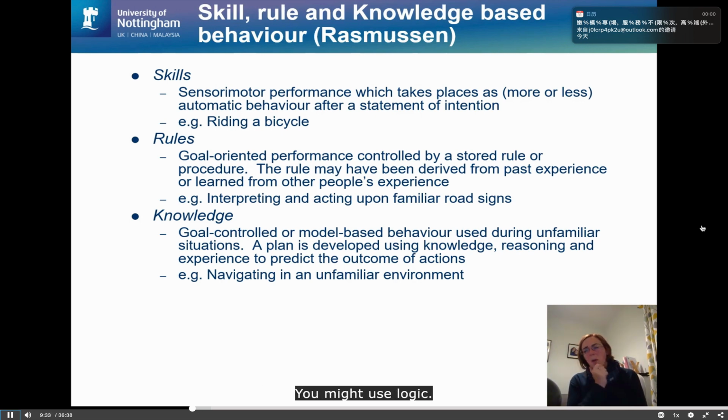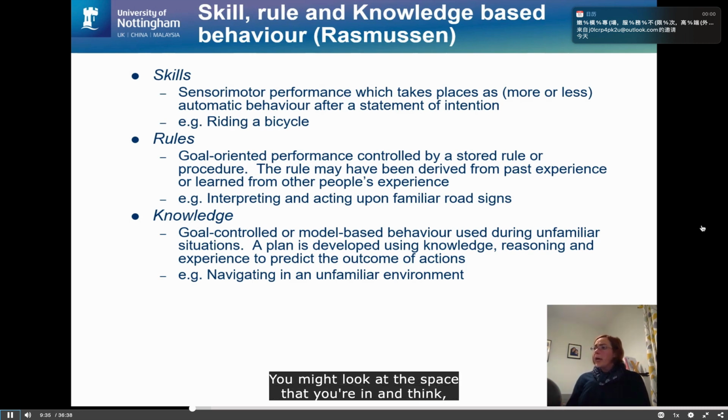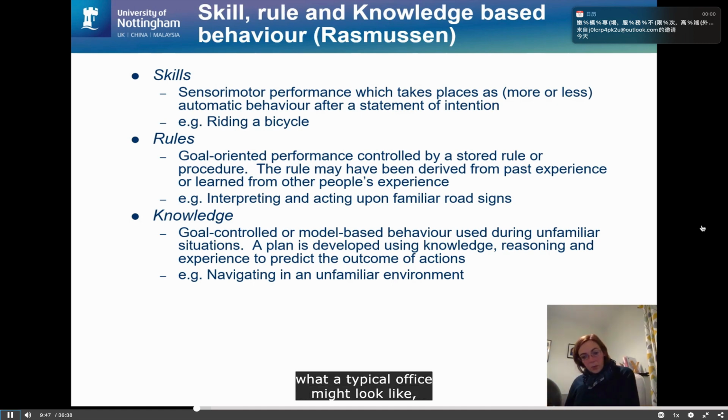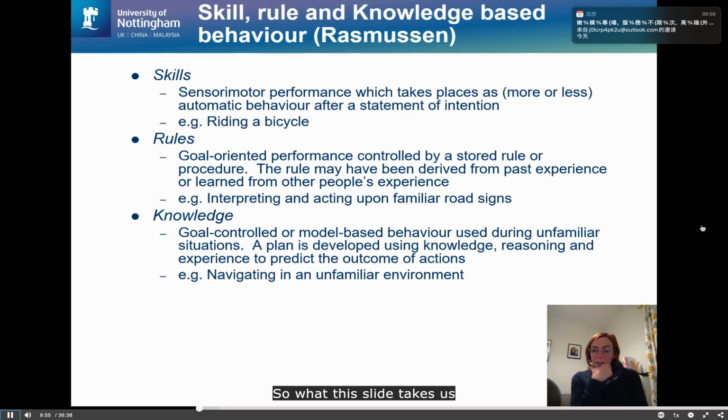You might use logic, you might look at the space that you're in and think, well, is this a lecture room or is it an office? And you don't need explicit labels that say lecture room, office. You know from your past experience what a typical office might look like, what a typical lecture room might look like, and you use that to understand where you are. So what this slide takes us through is these three types of behaviour: skill, rule and knowledge-based behaviour.